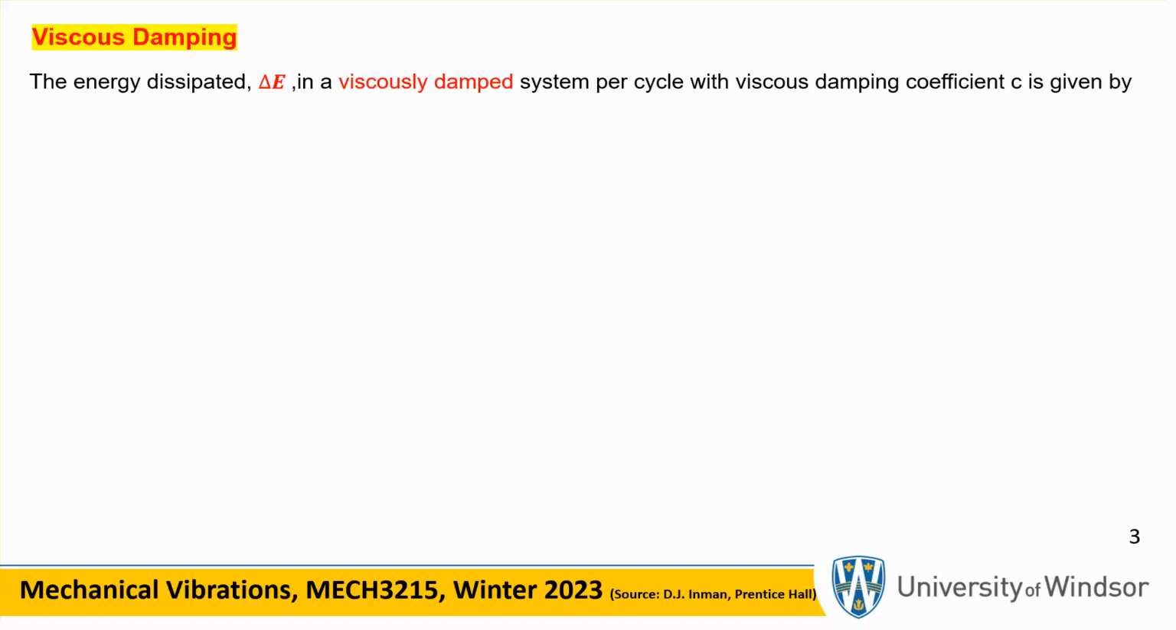So this mass is going to go in cyclic motion. So what you want to know is how much energy is actually consumed by the damper, or how much energy is lost during one cycle, assuming that we have a viscous damper setup.